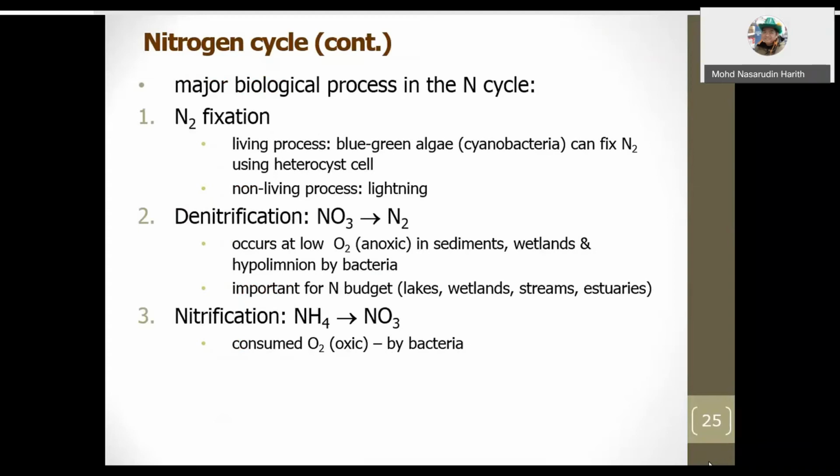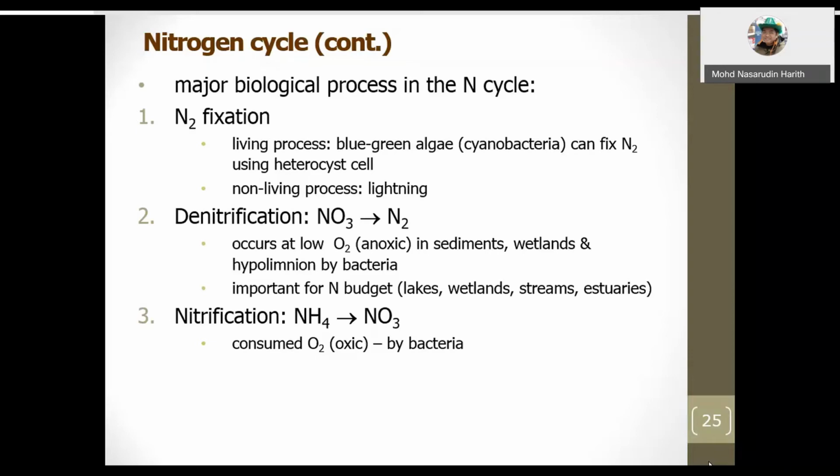These are the major biological processes in the nitrogen cycle. Number one is nitrogen gas fixation. There are two processes, living and non-living. In the living process, blue-green algae can fix nitrogen gas using heterocyst cells. In the non-living process, lightning is involved. Number two is denitrification, in which nitrate is changed to nitrogen gas. It occurs at low oxygen in sediments, wetlands, and the hypolimnion by bacteria. It is very important for the nitrogen budget in lakes, wetlands, streams, and estuaries.